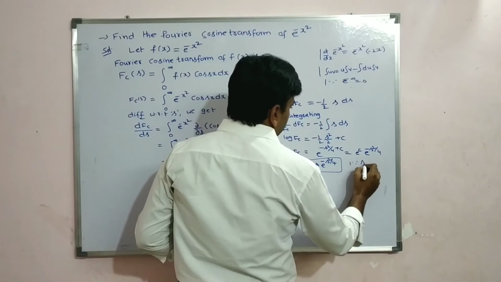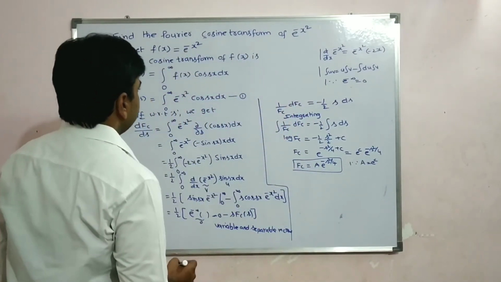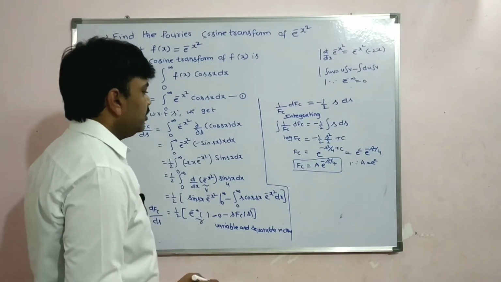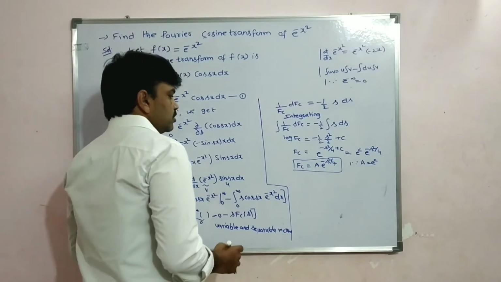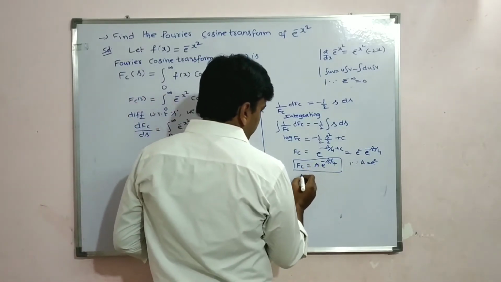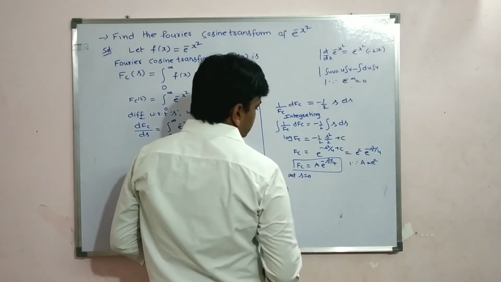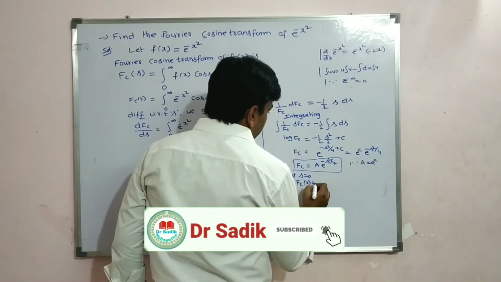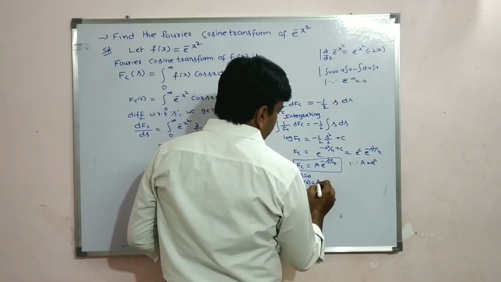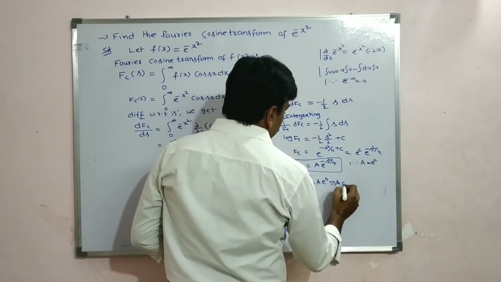Since here a is equal to e power c. Now I want to find the a value, students. So put s is equal to 0. That means we get fc of 0 equal to a into e power 0. E power 0 value is 1, so that implies a is equal to fc of 0.